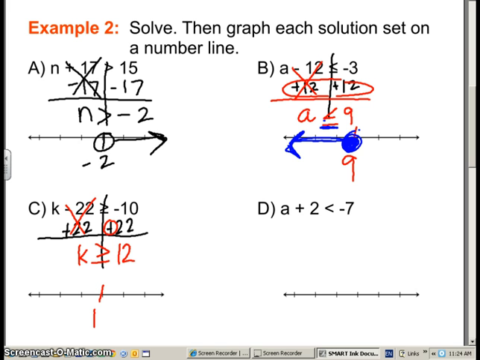I'm going to graph my 12. Open or closed circle? Closed, because we have this equal sign, so 12 is part of the solution set. And K is greater, so greater's to the right.